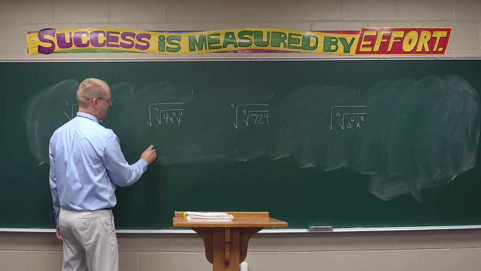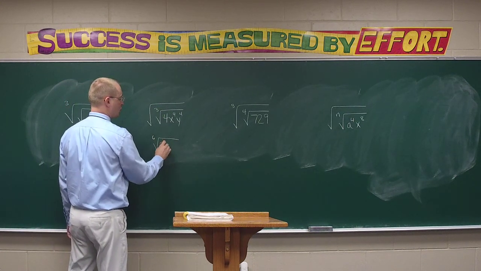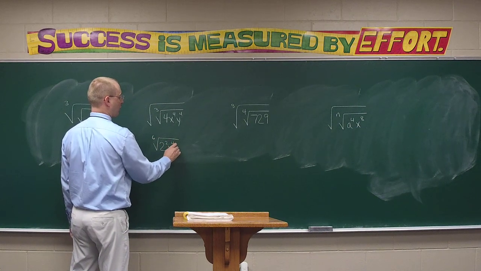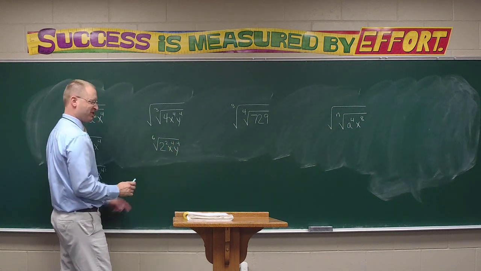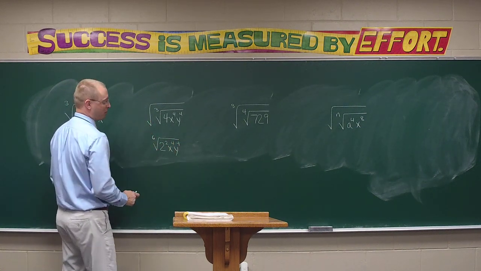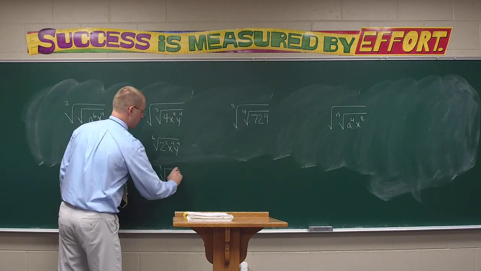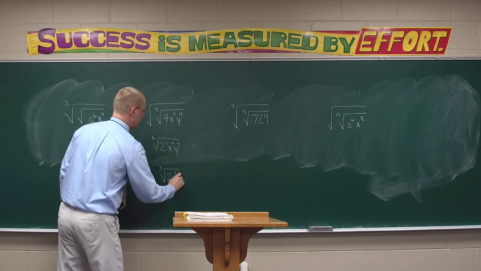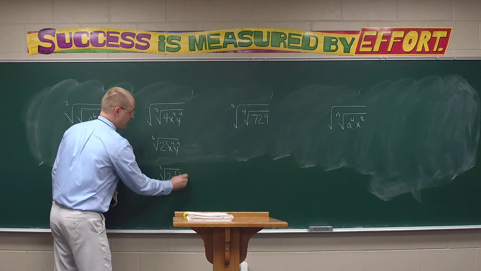Here again, multiply the indexes to get the 6th root of 2 squared x to the 4th y to the 4th. Cheat a little bit and skip and do 2 steps at once, and that'll give you the cube root of 2 x squared y squared for my answer.